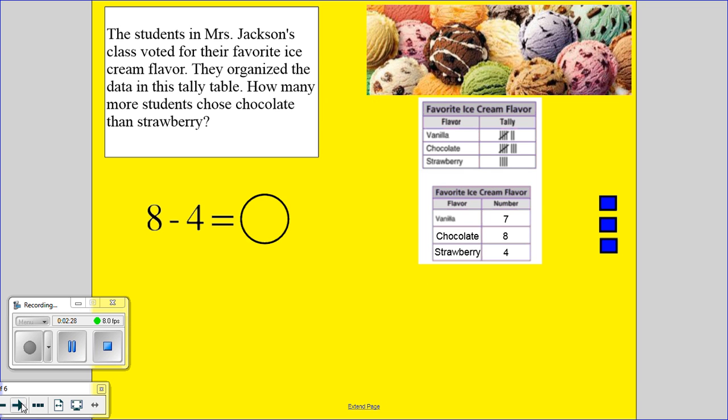As we move forward, we can look at the problem again, and we are looking for how many more students chose chocolate than strawberry. And as you guys know, how many more is usually an indicator that it is going to be a subtraction problem. So we can look at our data table, and our data table shows us that chocolate received 8 votes and strawberry received 4 votes. And so we just need to find the difference. And as you're aware, 8 minus 4 equals 4. So we know then that 4 more students chose chocolate than strawberry.